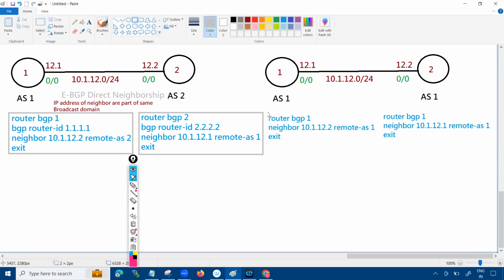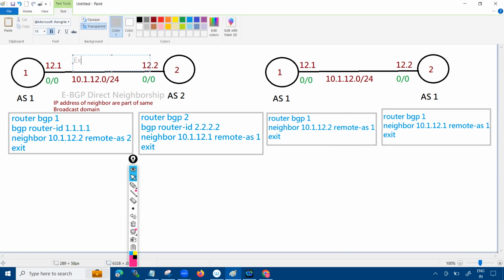So if you see the neighborship that I have between router 1 to router 2, it's called an iBGP. Sometimes it's called an external neighborship as well, external link, right? And sometimes it's called an internal link as well. We have different names.